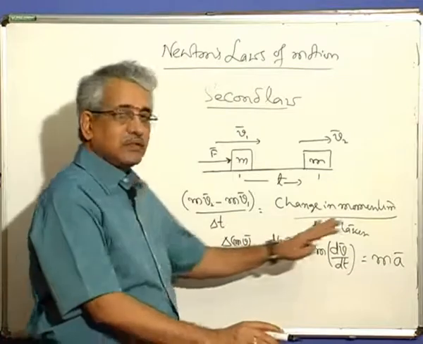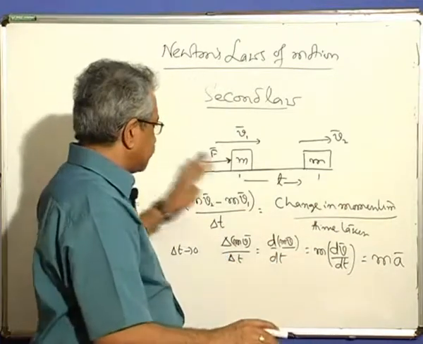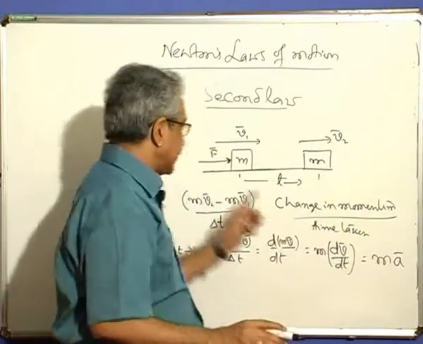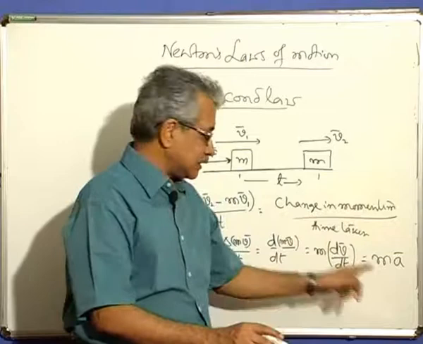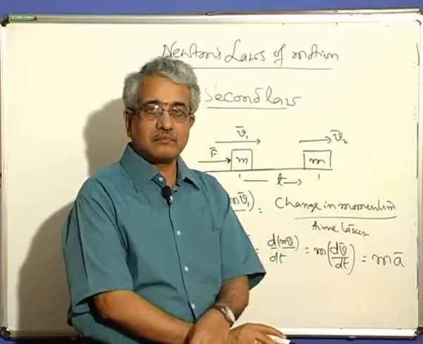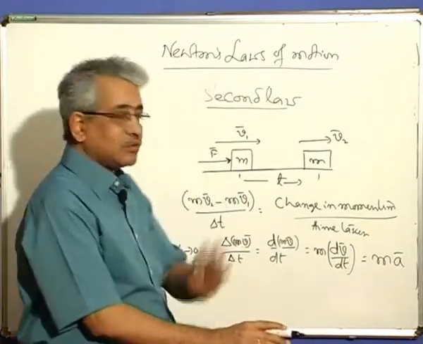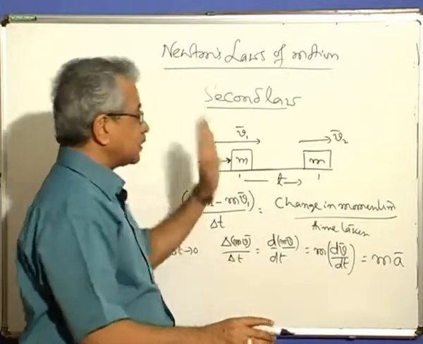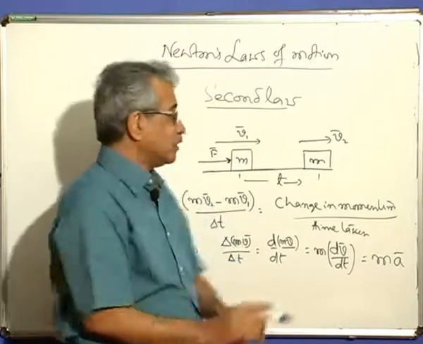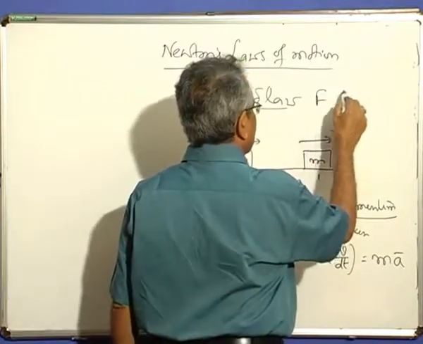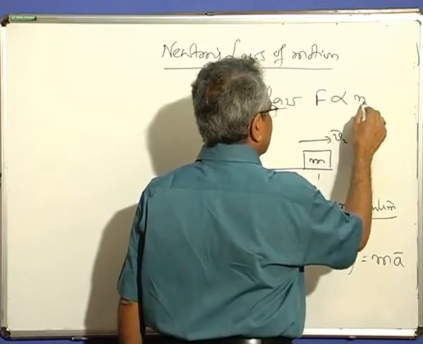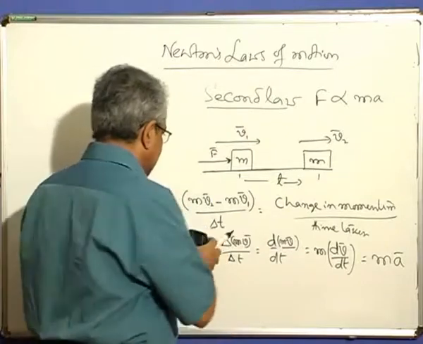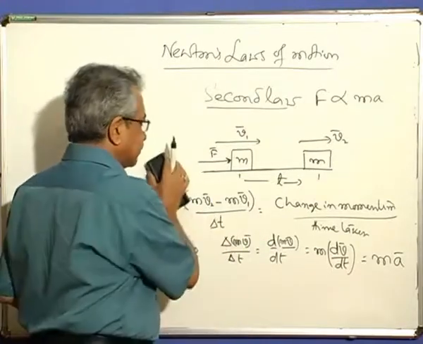So, it now boils down to saying that the force that is applied is proportional to the mass into acceleration, and the direction of the force is the same as the acceleration, both are vectors in the same direction. So, this is our conclusion. Getting the understanding of this is what is called the second law. The second law says that if we call the force F, the magnitude is proportional to m into a, that is, rate of change of momentum in the same direction.